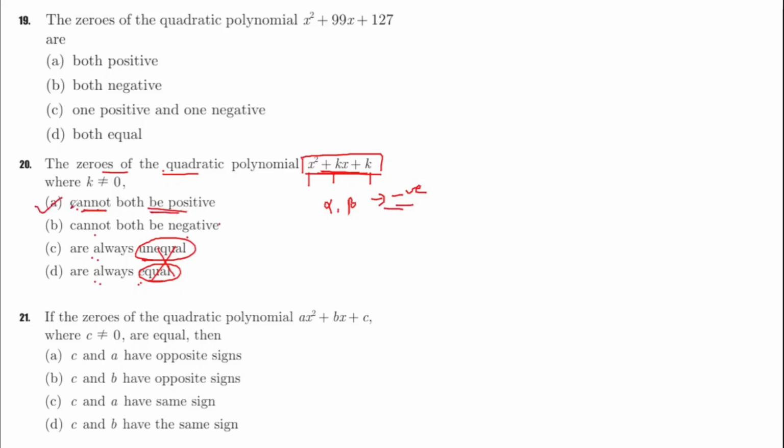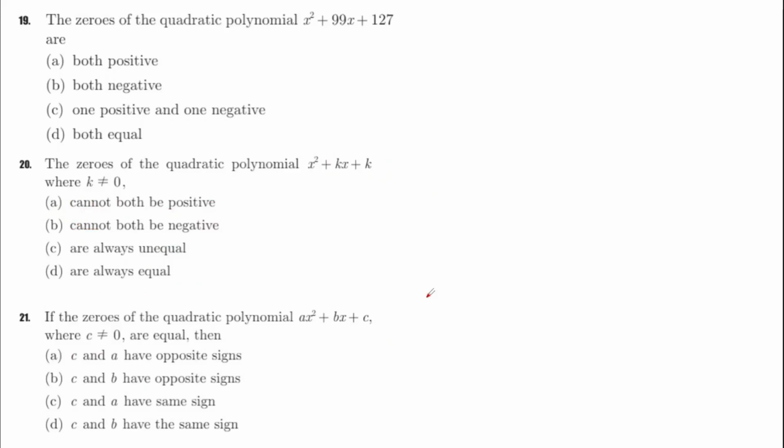If cannot is not here, suppose this is there, then you have to choose this answer, both be negative. But as the option is given that cannot, that means we have to choose the opposite one. So here the opposite of negative will be positive one, hence that is the answer. Now let's move to question number 21.